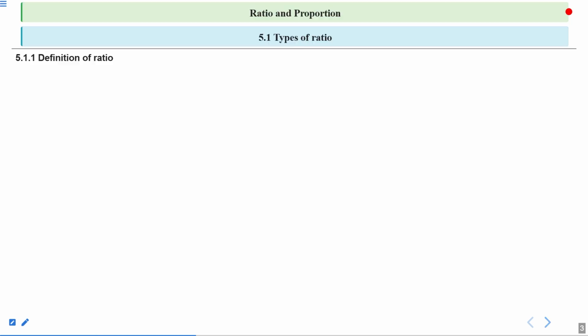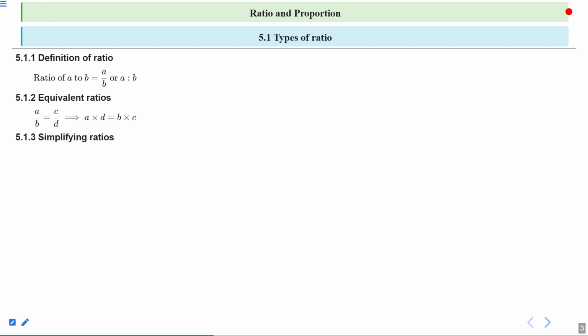Now, types of ratio. Definition of ratio: the ratio of A to B we can write in the form A upon B, or we can represent it by A:B. So we say A ratio B. Equivalent ratio: A upon B equals C upon D, so we can write A times D equals B times C.